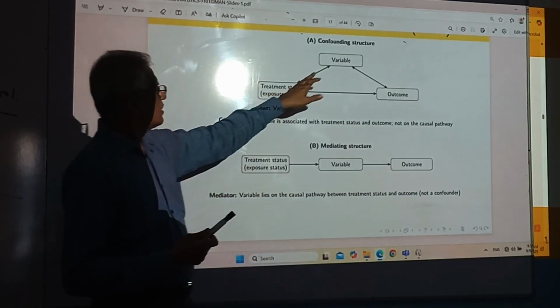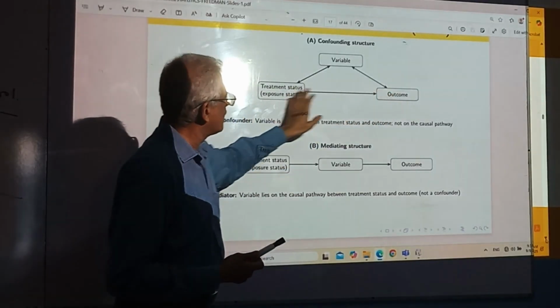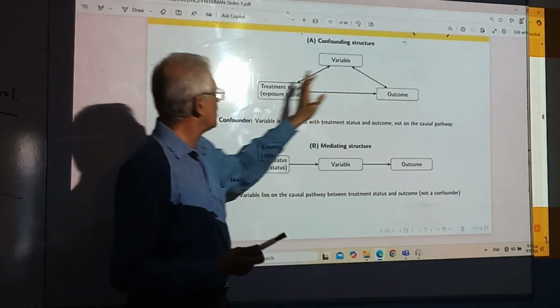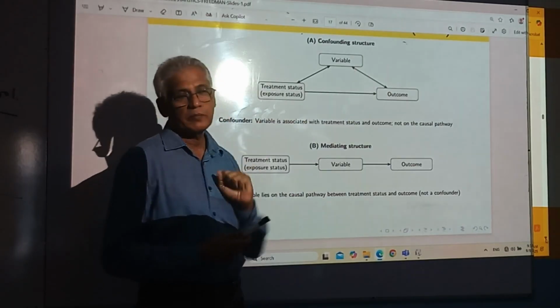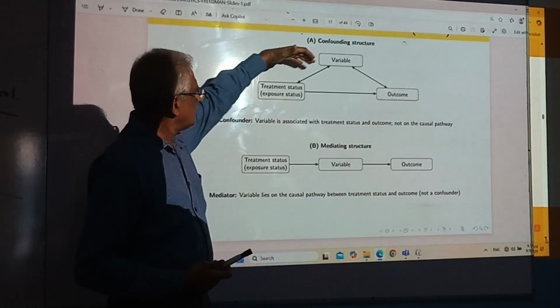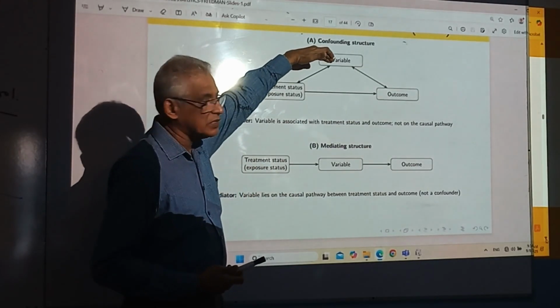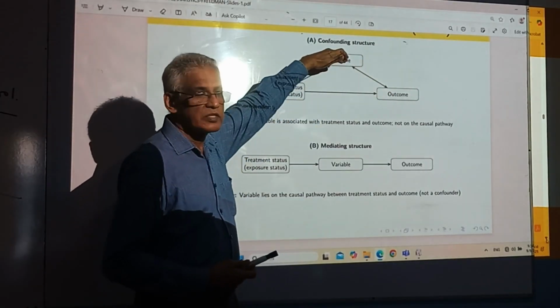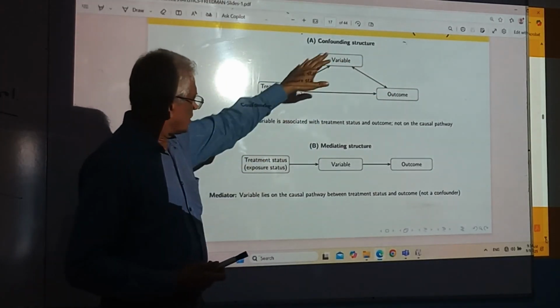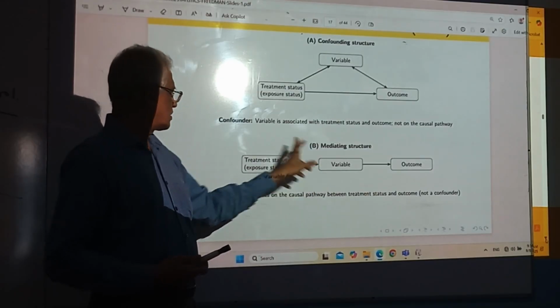In this situation, we are looking at the relationship between these two variables, treatment status and outcome. So there is a third variable. This variable is associated with this one. This variable is associated with this one. A similar situation can occur like this.